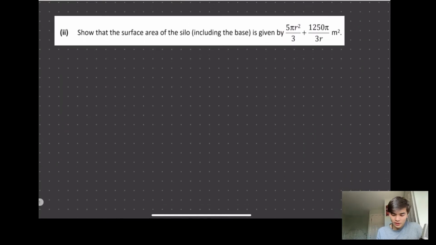Okay, so we've got surface area of the silo. I don't want Siri.